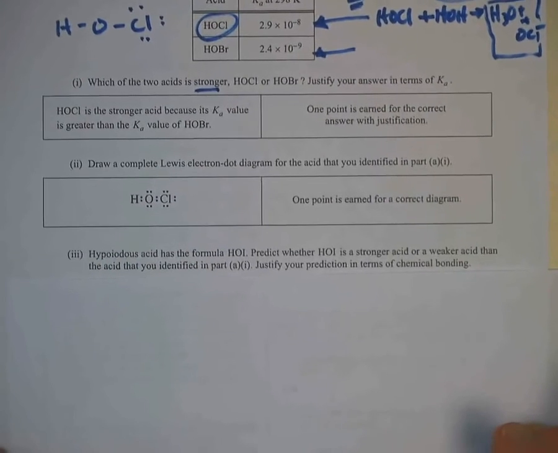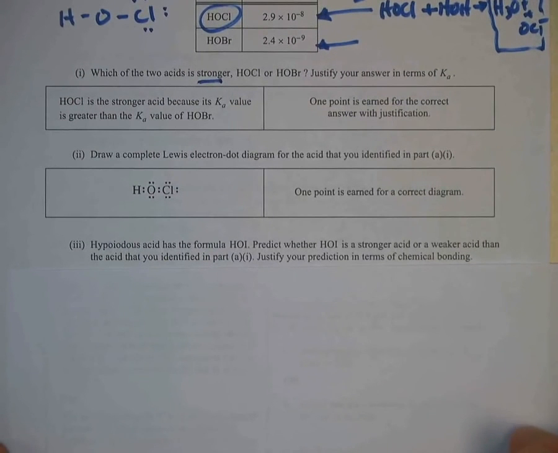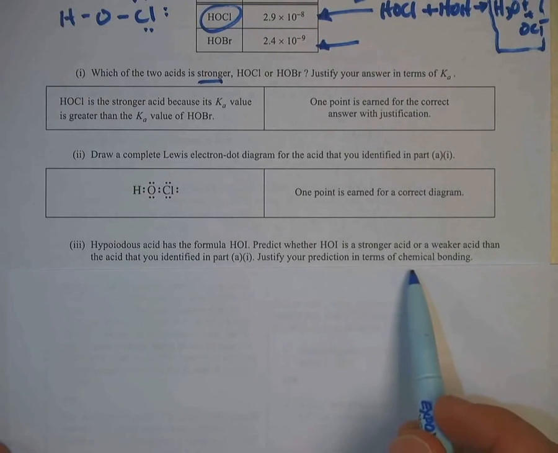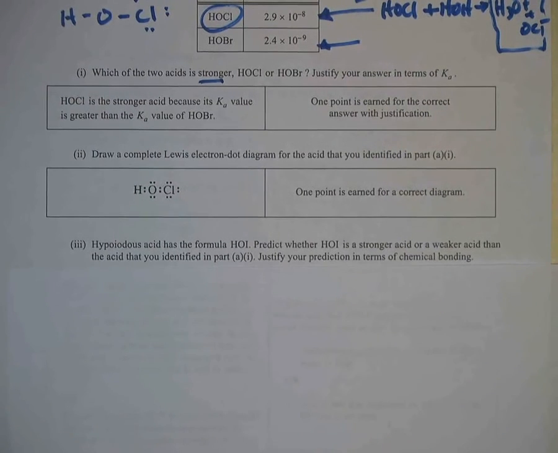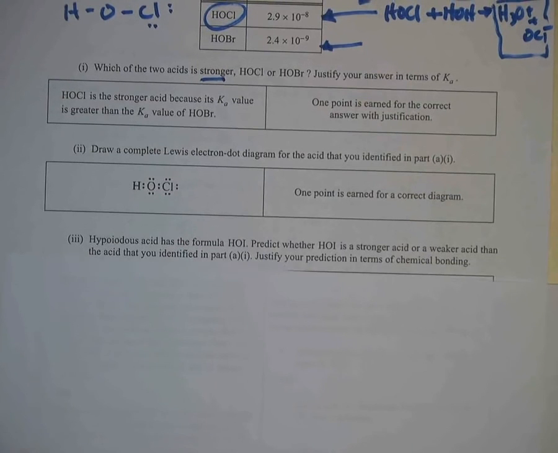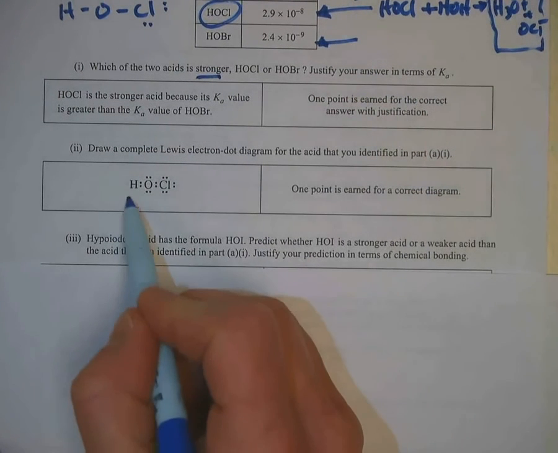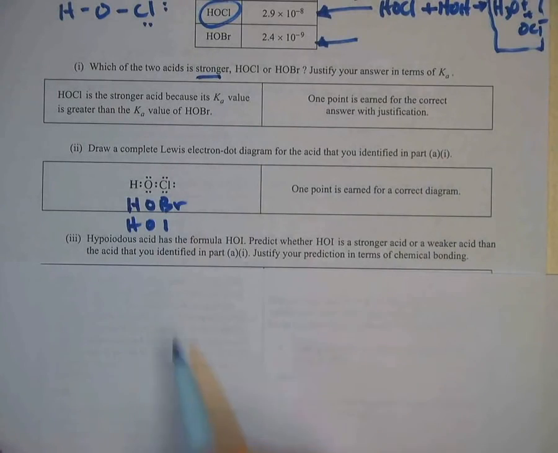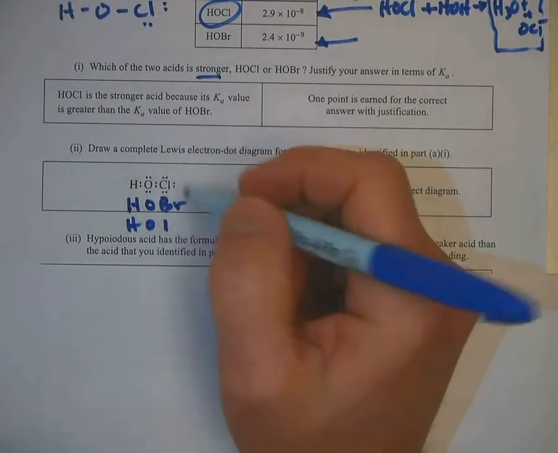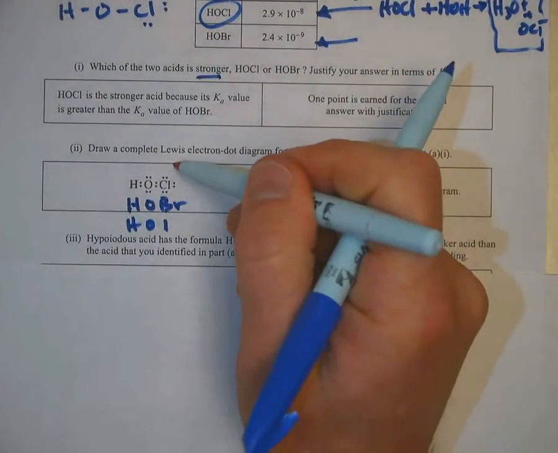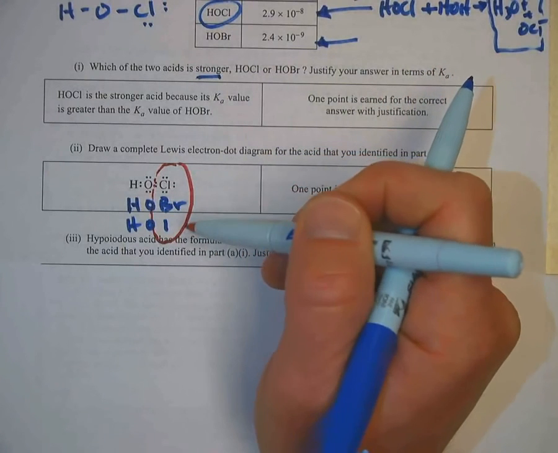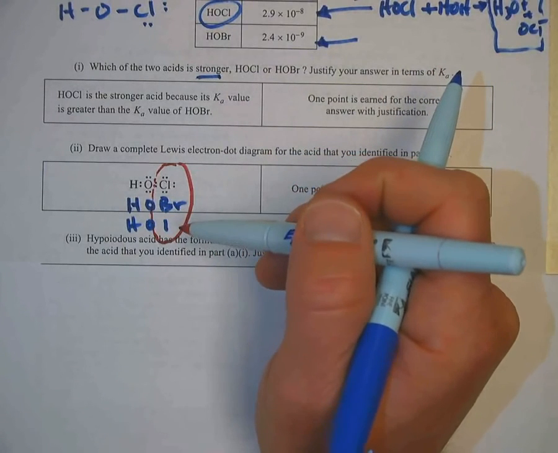Hypoiodous acid has the formula HOI. Predict whether HOI is a stronger acid or weaker acid than the acid you identified in part A. Justify your prediction in terms of chemical bonding. Well, we just talked about this. We said how oxyacids, HOBr and HOI, many times depended on the electronegativity of this extra atom right here. That's why you need to know the trend of electronegativities on the periodic table.